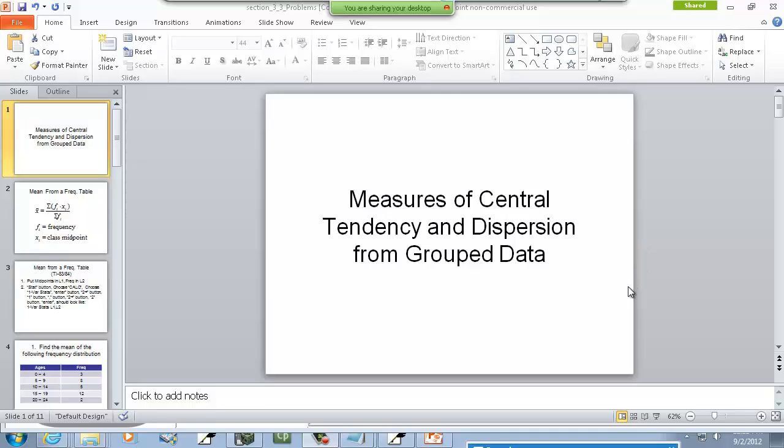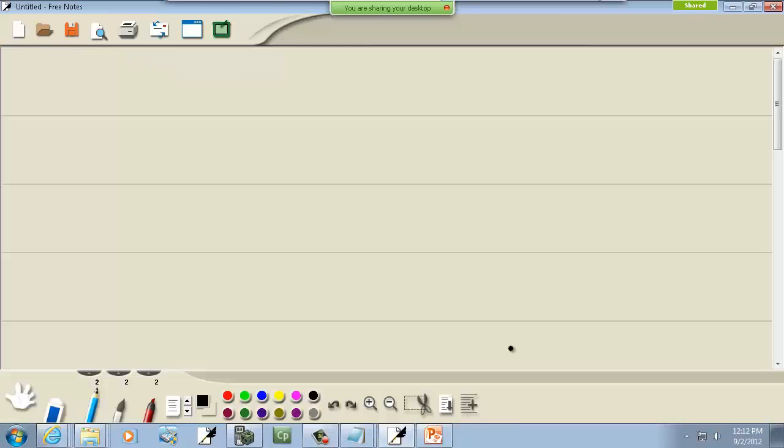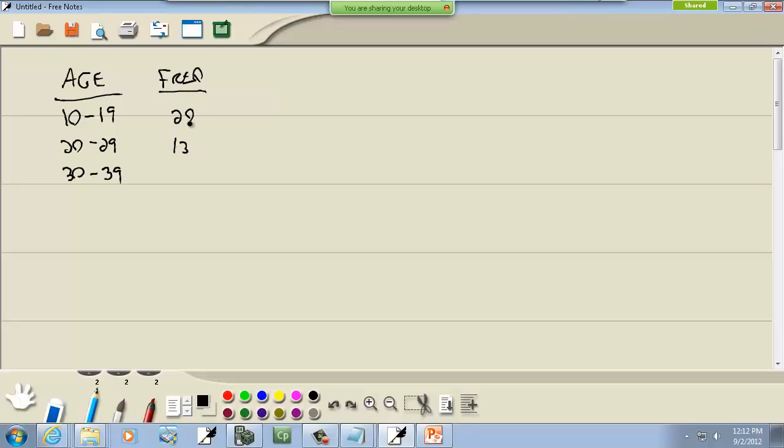Okay, this is measures of central tendency and dispersion from group data. Now, what are we talking about there? Well, if you've got a distribution here, let's see, this is 10, 20, 30, and this would be 19, 29, and 39. And we've got our frequency: 20, 13, and 5.